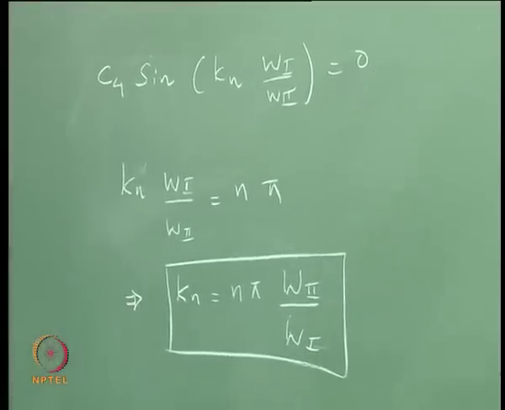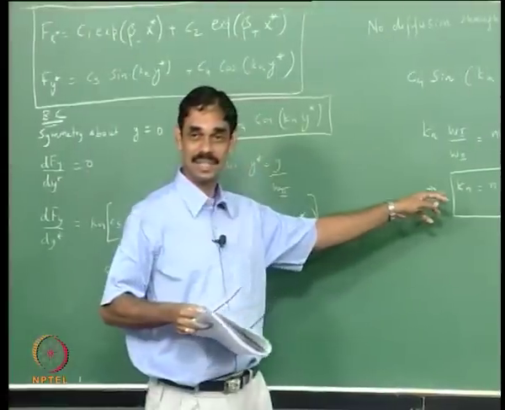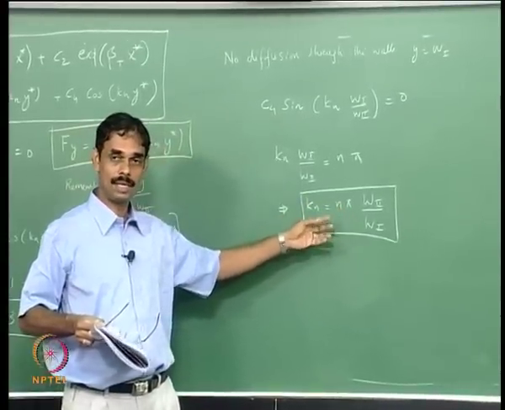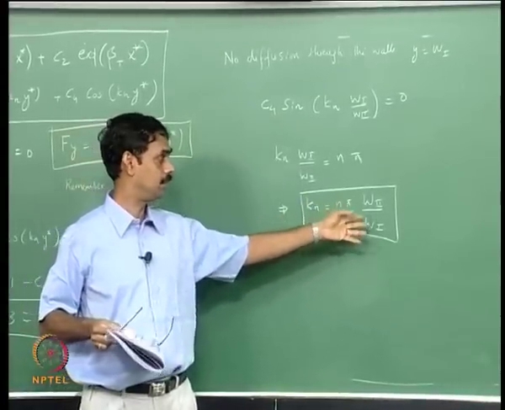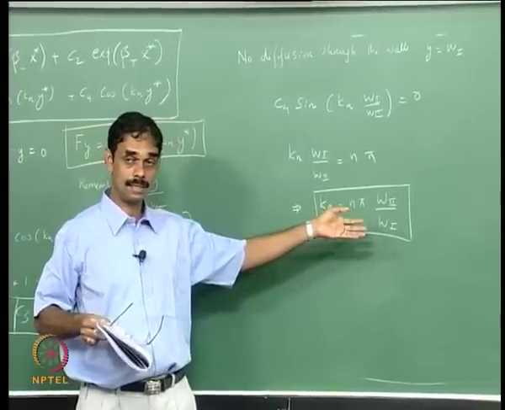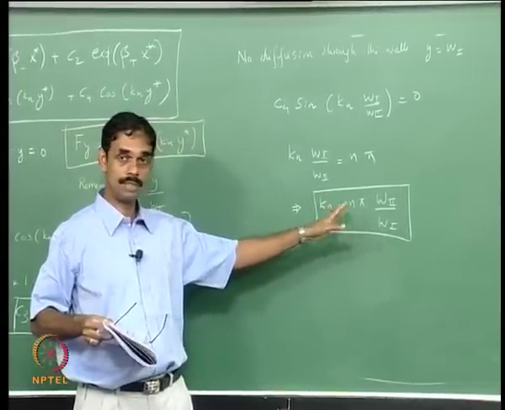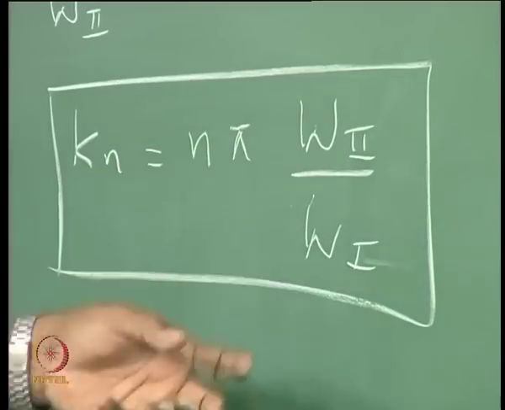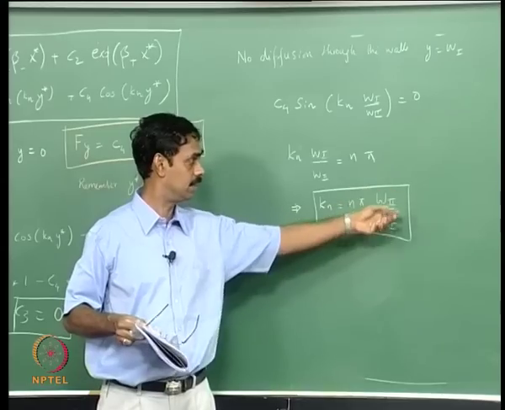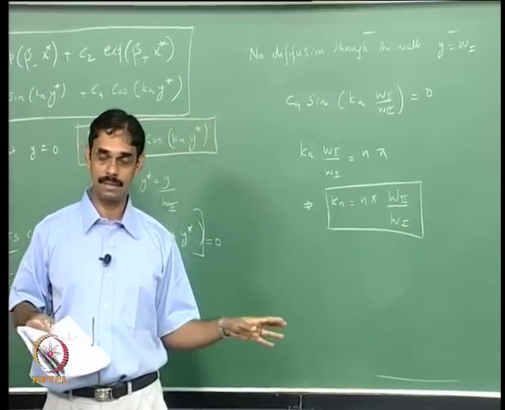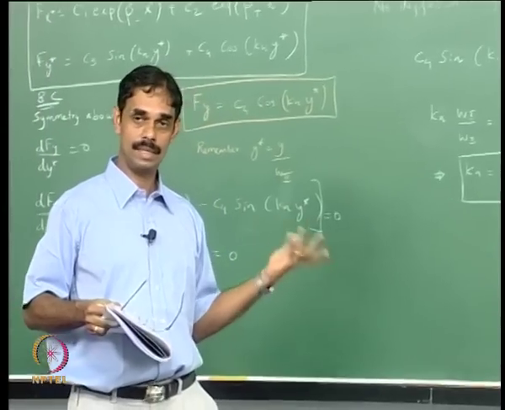So this is the answer to what you had asked. What are those kns? Now they are being determined. These are the only kns, that is n pi times W2 over W1. These are the only kns that can satisfy the boundary condition. So the solution will consist of several kns. One will be pi times W2 by W1, second would be 2 pi times W2 by W1, and so forth. Now they will all have a coefficient in front that will have to be determined from the next boundary condition.